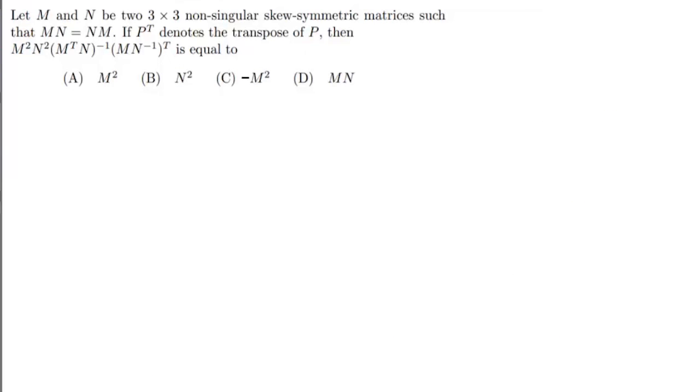Now this is the question. It was asked in JEE Advanced and the question is, let M and N be two 3x3 non-singular skew-symmetric matrices such that MN equals NM, and if P^T denotes the transpose of P, then this expression is equal to which of the following? Now there is a problem in the question setup.